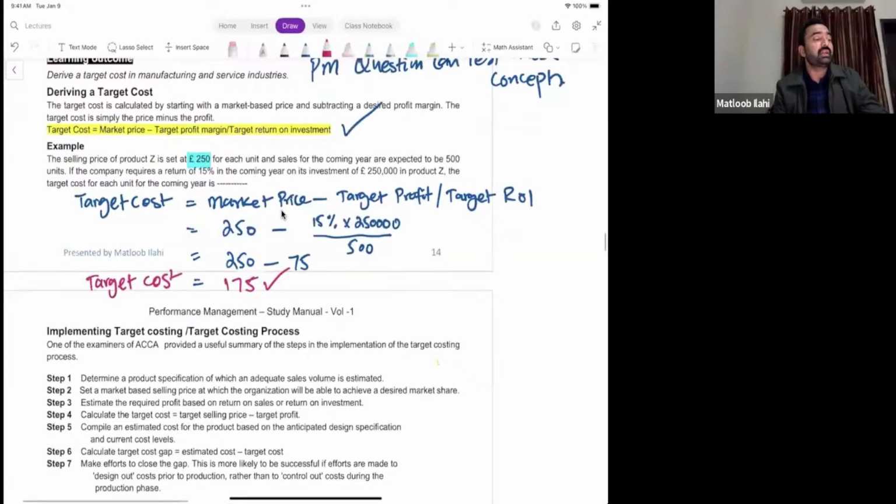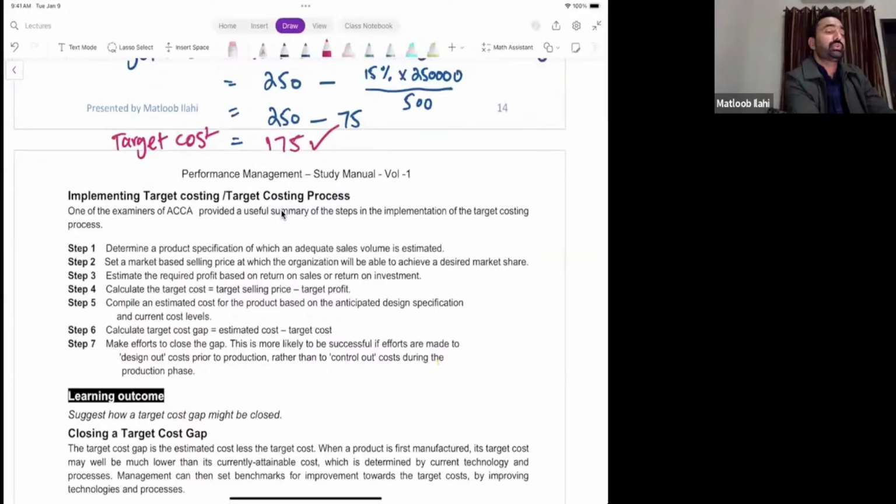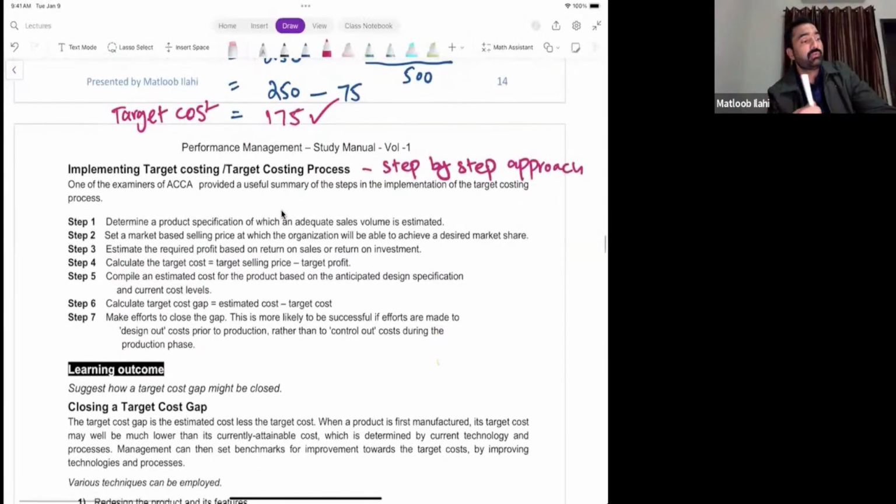Now, implementing the target costing process, a step-by-step approach to apply and implement the target costing process. One of the examiners of ACCA provides a useful summary of the steps in the implementation of target costing. And by the way, this whole process should be on your fingertips because exam questions might test this.